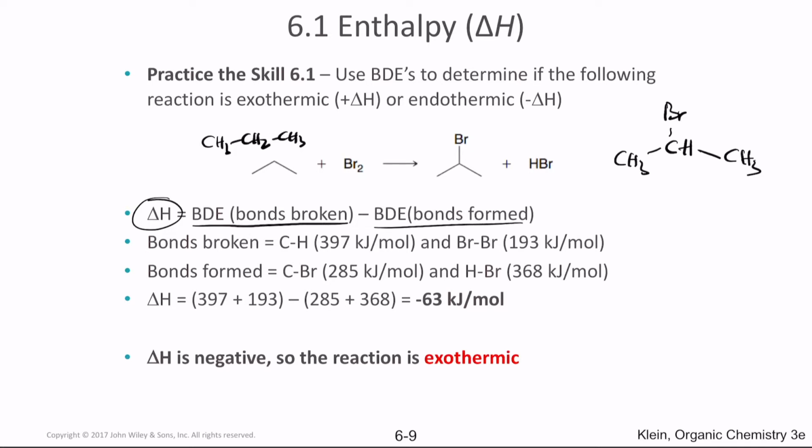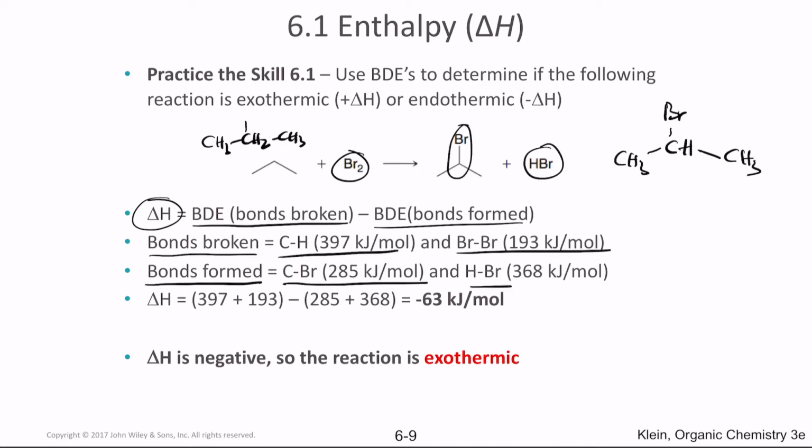So the energy of the bonds broken, what are the bonds that are breaking? One bond that we are breaking here is carbon hydrogen, which is 397, and we have to break the bromine bond as well, which is 193. And the bonds that are forming here are the carbon bromine bond and the hydrogen bromine bond. Now when you add up the bonds broken and add up the bonds formed and subtract the difference between those two, you get negative 63 kilojoules. Now delta H here is negative 63 kilojoules per mole. Notice that here it is negative, which means that this is an exothermic reaction.